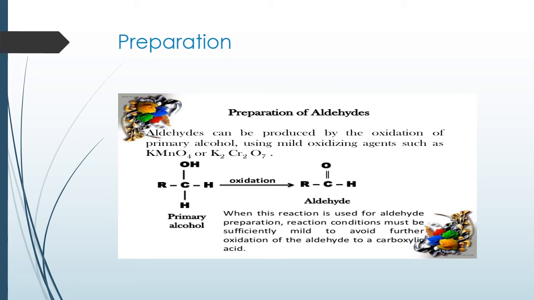If the oxidation of secondary alcohols takes place, then ketones are formed. How are both the ketone and the aldehyde produced? By the oxidation of alcohol. If there is a primary alcohol, an aldehyde is produced. If there is a secondary alcohol, a ketone is produced. So keep that in your mind.